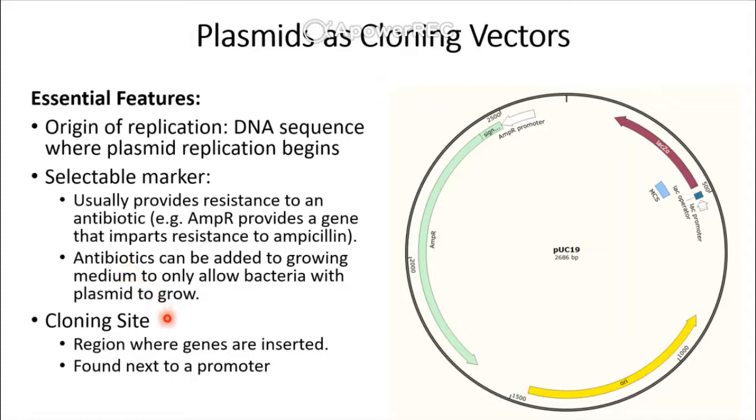Lastly, we have a cloning site. The cloning site is the region where we can insert the genes that we're interested in. So this is kind of the business end of the plasmid or the cloning vector. It has all of the necessary components to make this happen. It has a promoter here. This is the lactose promoter. It has an operator, the lactose operator, and a region that contains restriction enzyme sites we'll talk about soon here.